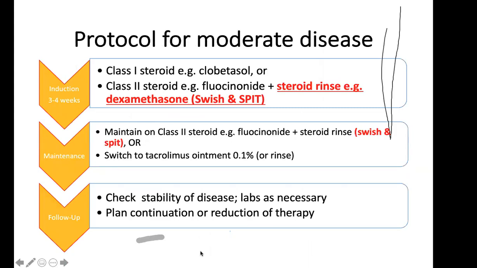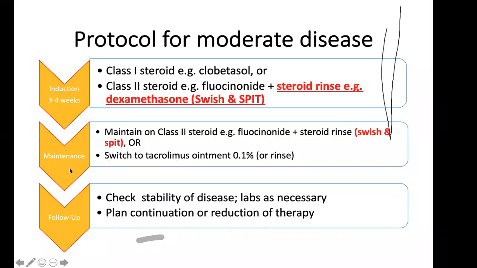So here's a treatment protocol for moderate disease. I divide that into 3 steps: induction of treatment for 3 to 4 weeks, then maintenance once you have the disease under control, and then follow-up. Induction is always using a class 1 steroid. You really want to hit hard, like clobetasol or halobetasol. Or otherwise you could go with a class 2 steroid with a steroid rinse, as in dexamethasone, swish and spit. So it's one or the other. After 3 to 4 weeks, when you have the lesions under control, you go to maintenance. You maintain on a class 2 steroid or with the steroid rinse, or you switch to a non-steroidal agent entirely. My favorite is the calcineurin inhibitor, tacrolimus.